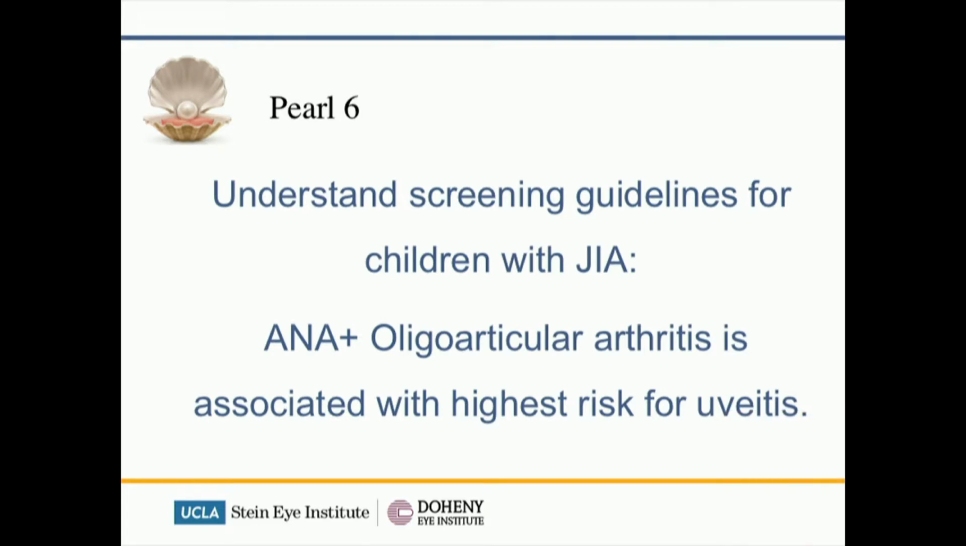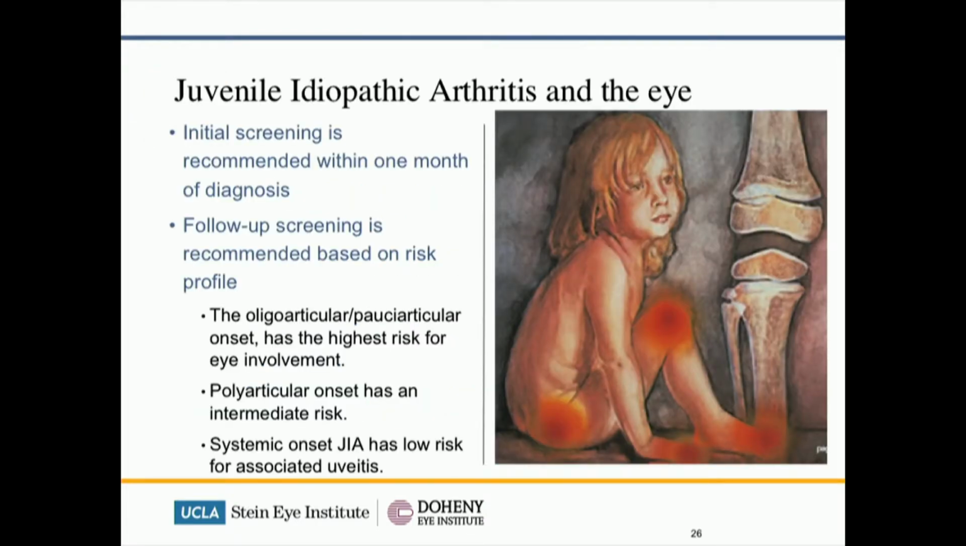So that brings me to my next point. Understand the screening guidelines for children with JIA in terms of when and how often they need to be screened for uveitis. The most common subgroup within these children who are at highest risk for pediatric uveitis is the ANA positive oligoarticular subgroup. All kids who are diagnosed with JIA should have an initial screening with an ophthalmologist within 1 month of diagnosis, regardless of which subgroup they fall into, regardless of their vision or any ocular complaints. And then the follow-up after that is based on risk category.